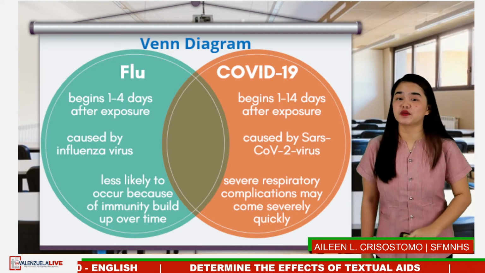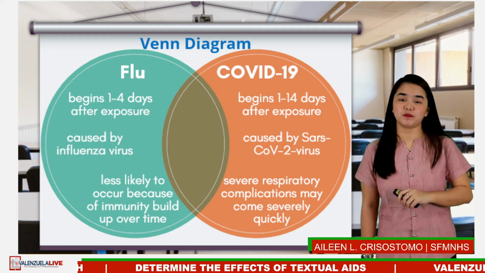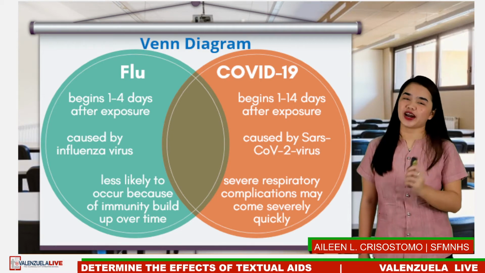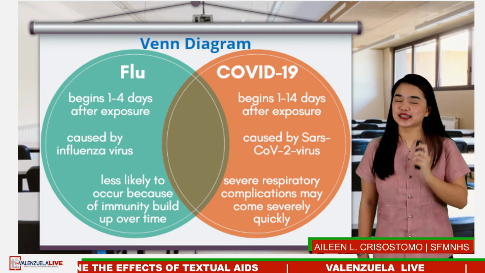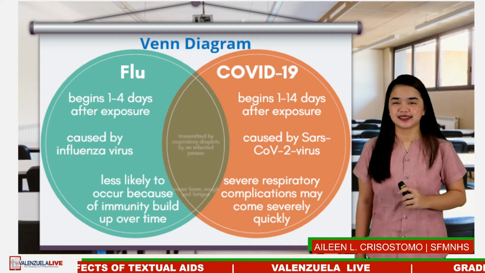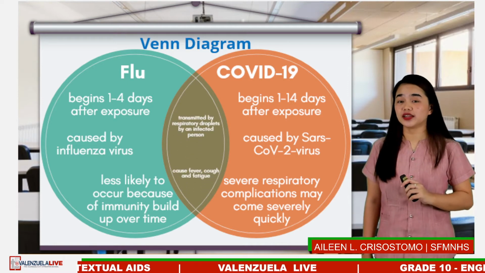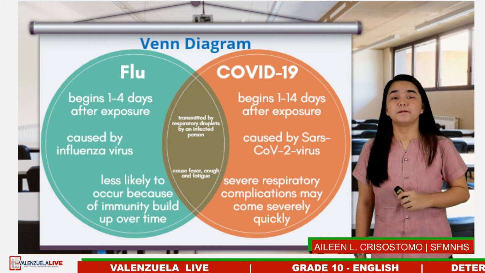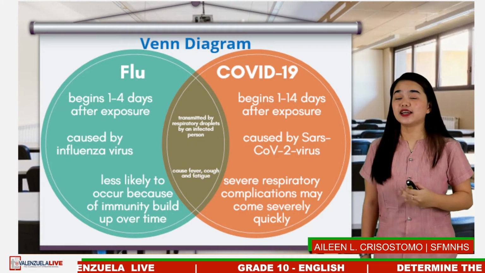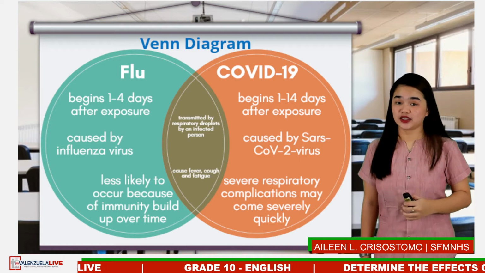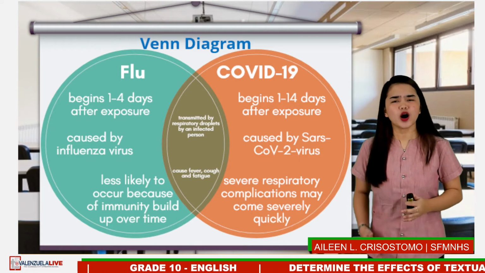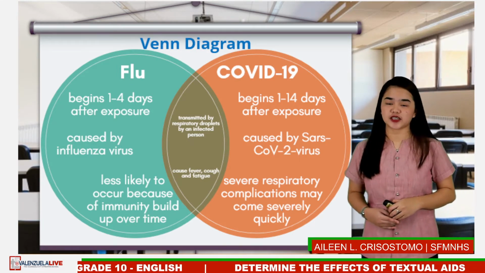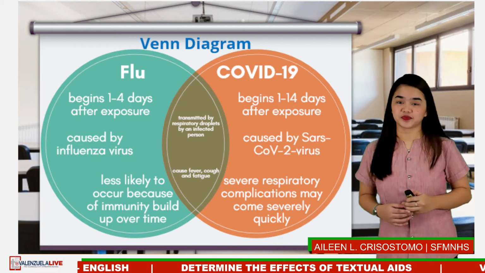But what should be written on the overlapping part? Very good. Their similarities. Both COVID-19 and flu are transmitted by respiratory droplets by an infected person and can cause fever, cough, and fatigue. What else are the other graphic organizers that you know?